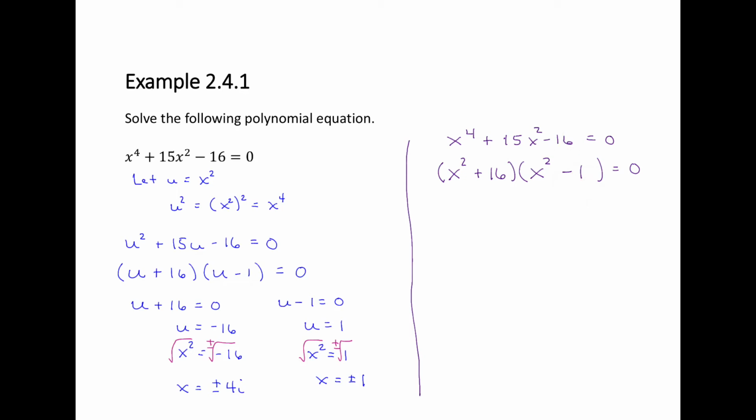Now we set each of those factors equal to 0 and solve them for x. On the first side, we subtract the 16 over. On the other one, we'll add the 1 over and then square root both sides. The side opposite gets a plus or minus. And we're right back where we were before: plus or minus 4i and plus or minus 1.